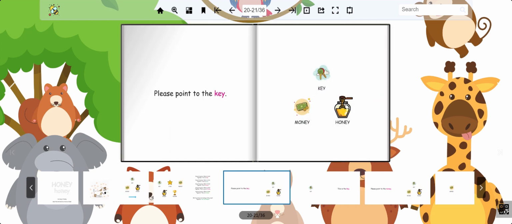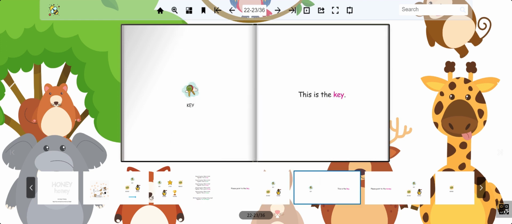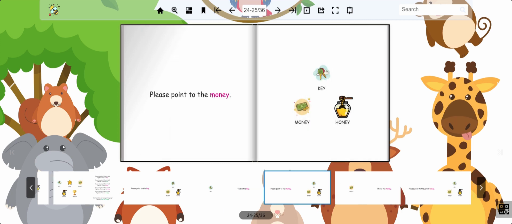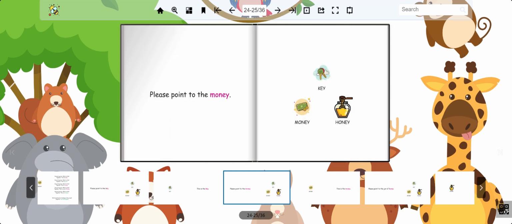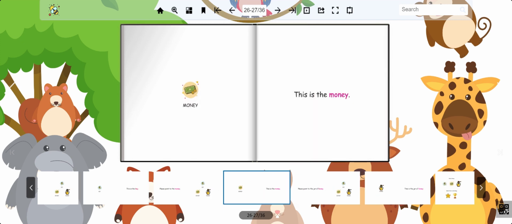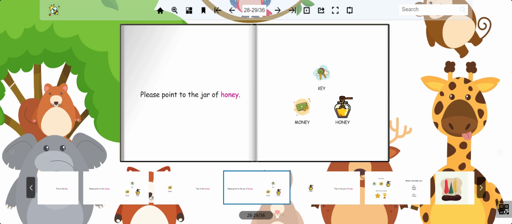Now, can you find the key? Excellent, great work. Now point to the money. Perfect, good job. Finally, point to the honey.